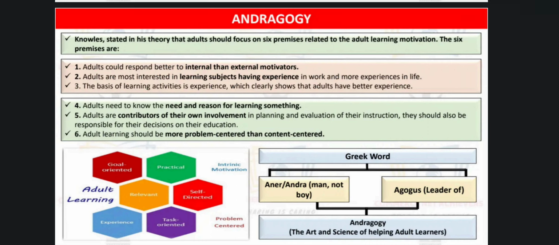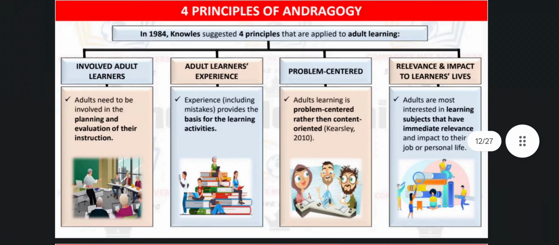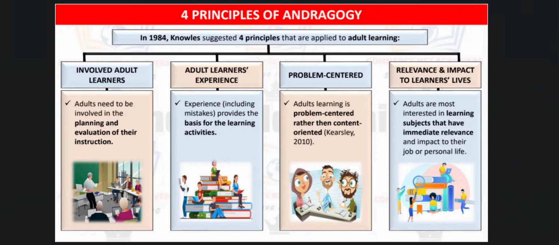Andragogy, the art and science of helping adult learners. Its principles are: in 1984, Knowles suggested four principles that are applied to adult learning. Involved adult learner, adult learner's experience, problem centered, and last, relevance and impact to learners' life. So let's discuss them. An involved adult learner: adults need to be involved in the planning and evaluation of their instruction.